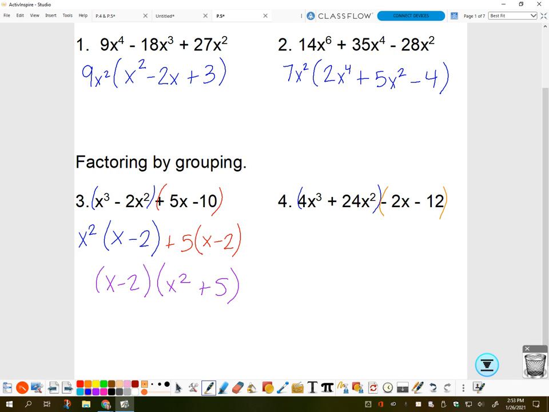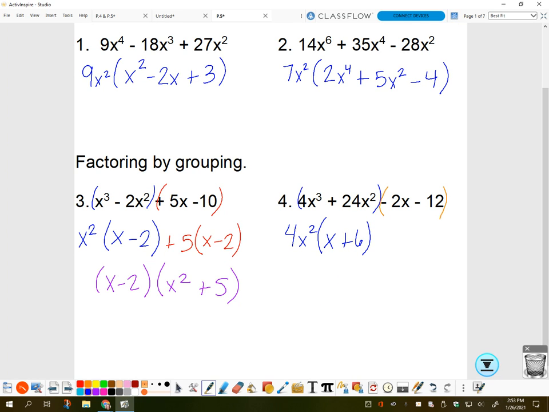Okay, so for those first two, 4 and 24 are both divisible by 4, and I can take out x squared because that's the smallest. So I don't have to multiply by anything on the numbers, but I need another x here. I'm going to have to multiply by a 6. And the x's are already what they need to be.